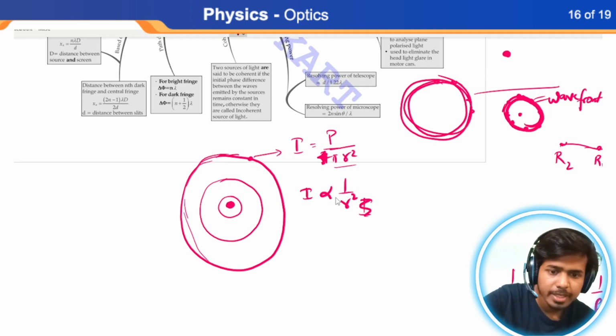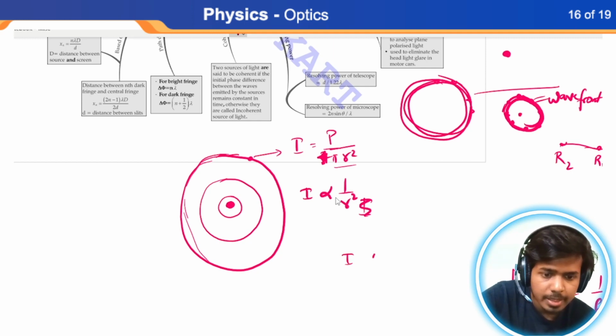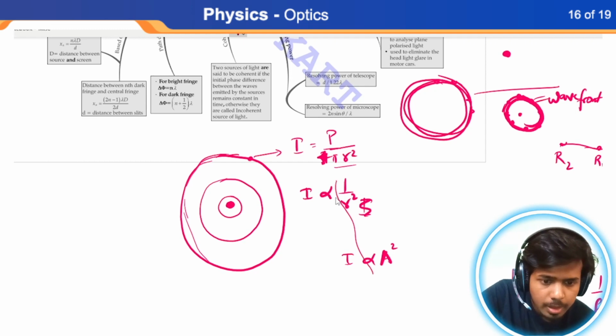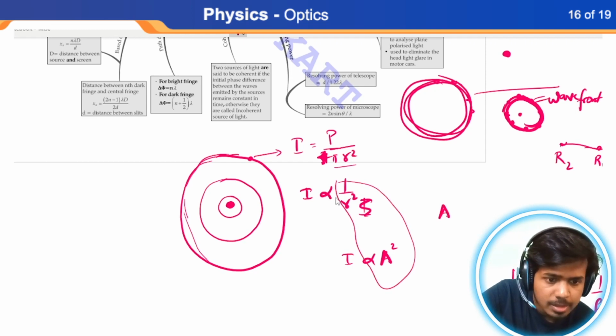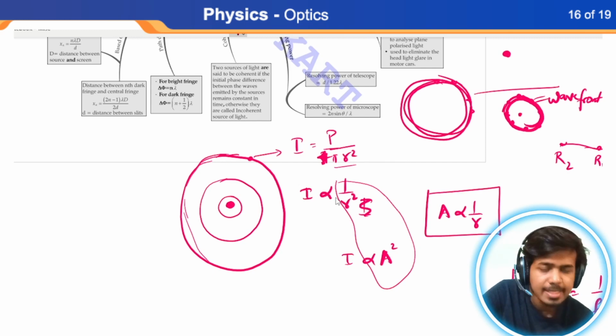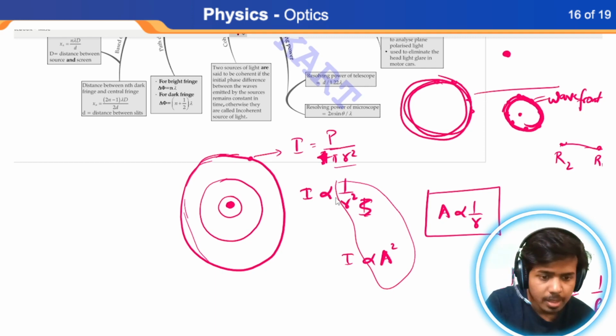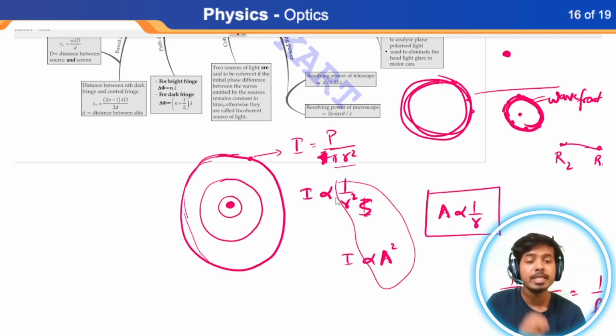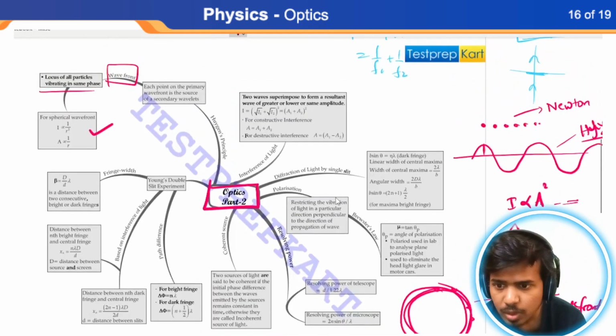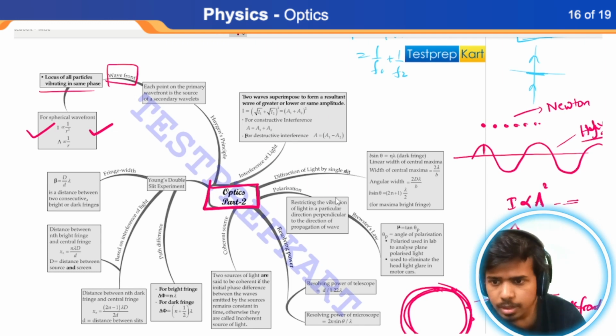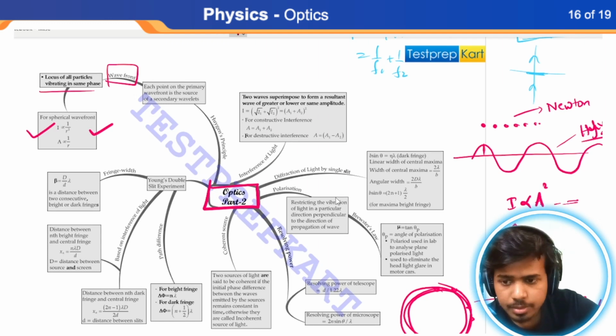And I already told you that intensity is proportional to A square. So from these two, can I say that A is inversely proportional to r, that is, proportional to 1 by r? As the distance increases, the amplitude of the wave will decrease in this fashion, and the intensity will decrease further by 1 by r square. So this is what this is talking about for a spherical wavefront.